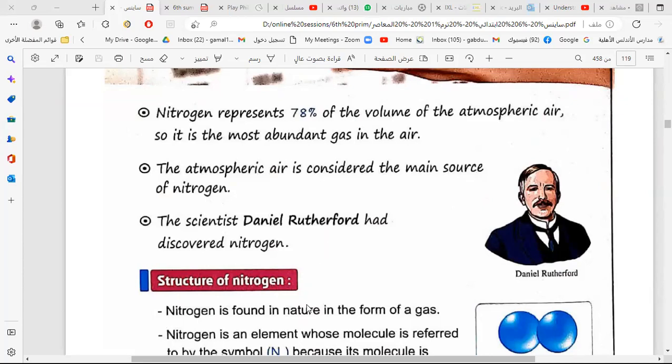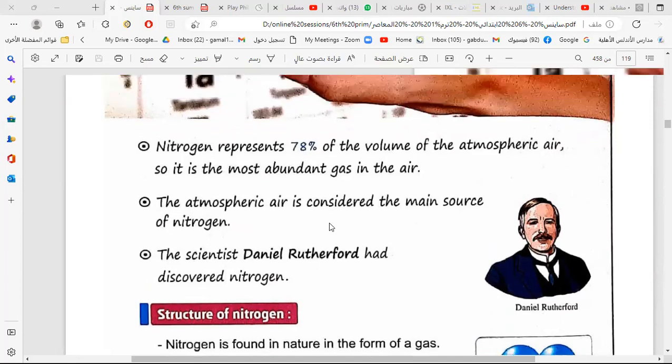It has another word with the same meaning. What is the other word? Write on the chat. Very good, Omar Khattab, Yusuf, Muhammad Abdul Rahman, Bilal Khalid. So lifeless means azot. Azot equals lifeless. So when we say nitrogen gas is called azot, this means it is a lifeless gas.